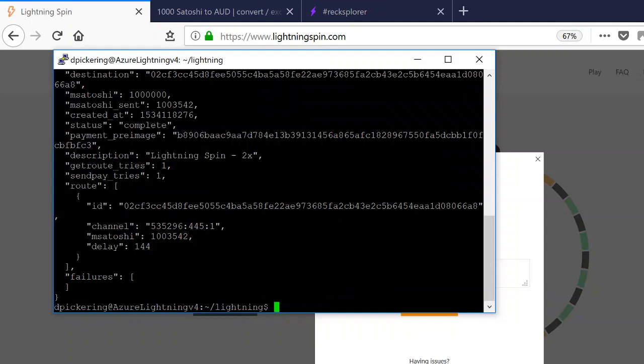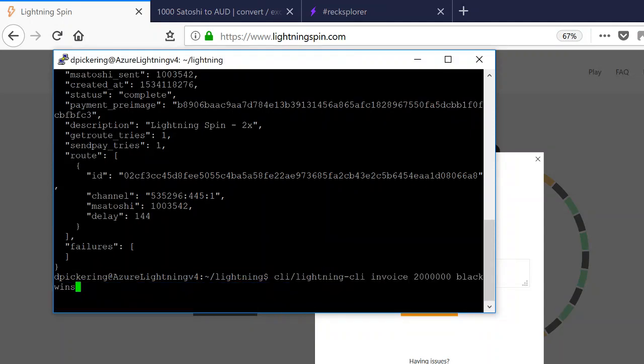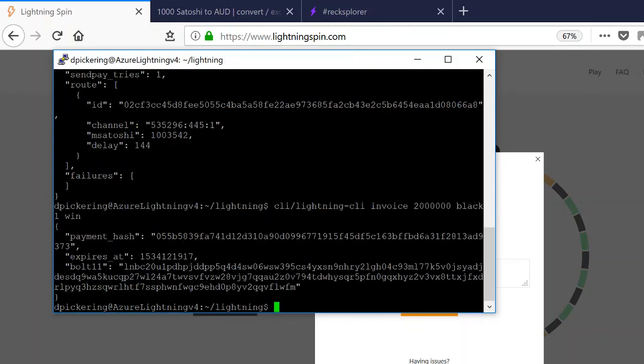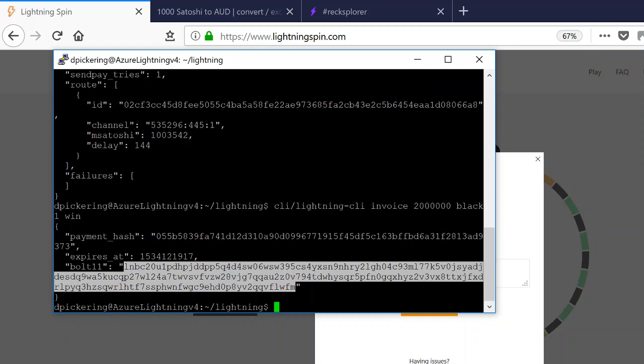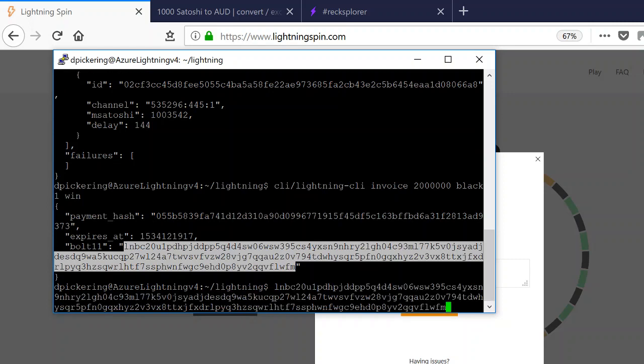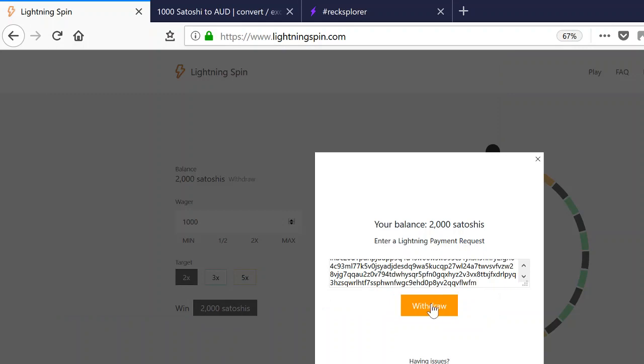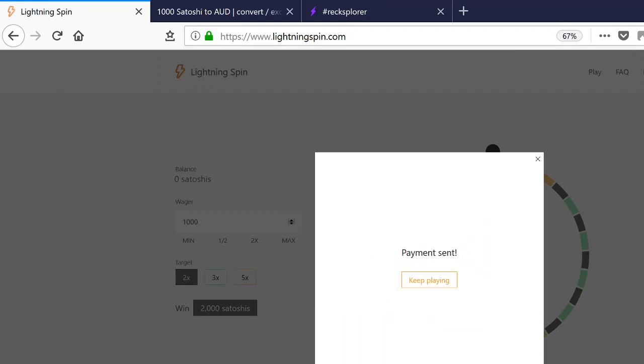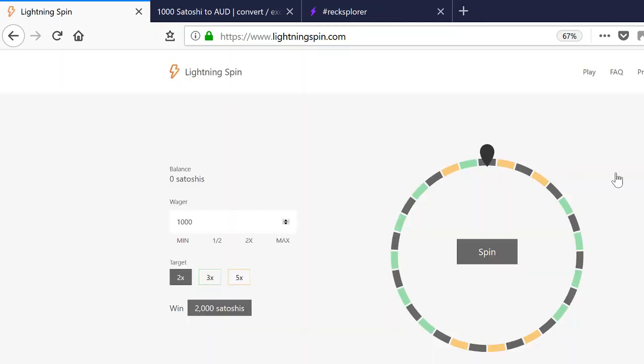We go back to our node, and the command for payment is invoice, so we invoice, we'll call it black one win. What this will do is generate an address for us to use that will request the right amount and send to the right node. So in we go, withdraw, payment sent. So we have sent money over the network to someone that we've never met securely.